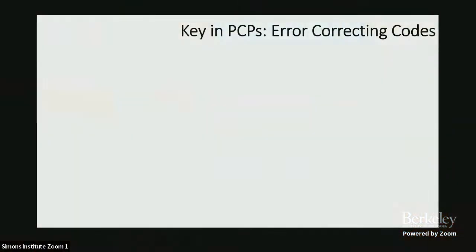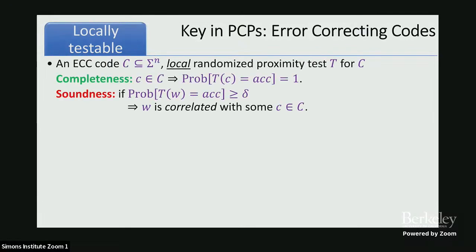It turns out that if you want to prove PCP results, you have to use what is called error correcting codes. And more specifically, you have to talk about locally testable error correcting codes. So what is a locally testable error correcting code?